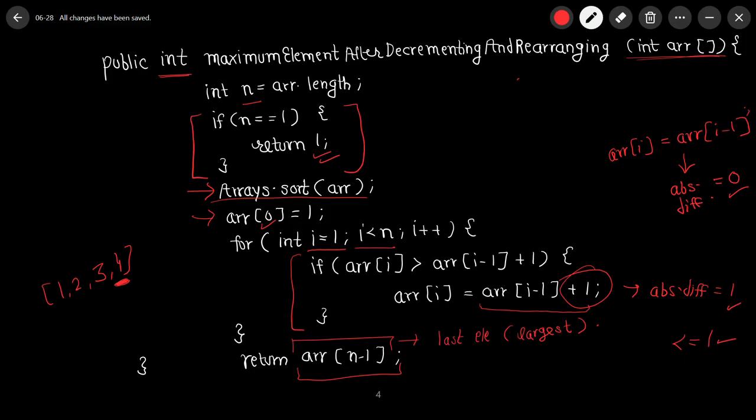Coming to the time and space complexity. Since we are sorting, the time complexity is n log n, and we didn't take any additional space, so the space complexity is constant. So this is the time and space complexity of this question.